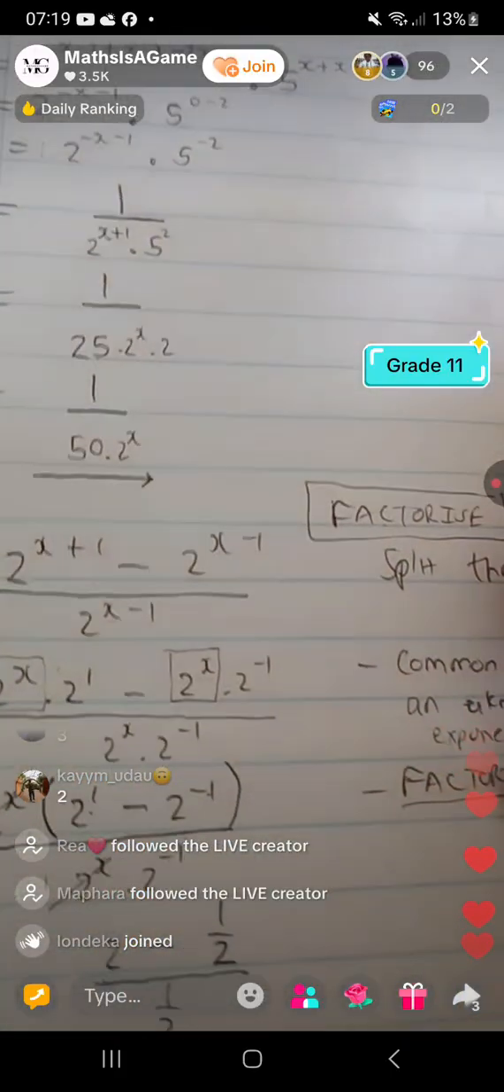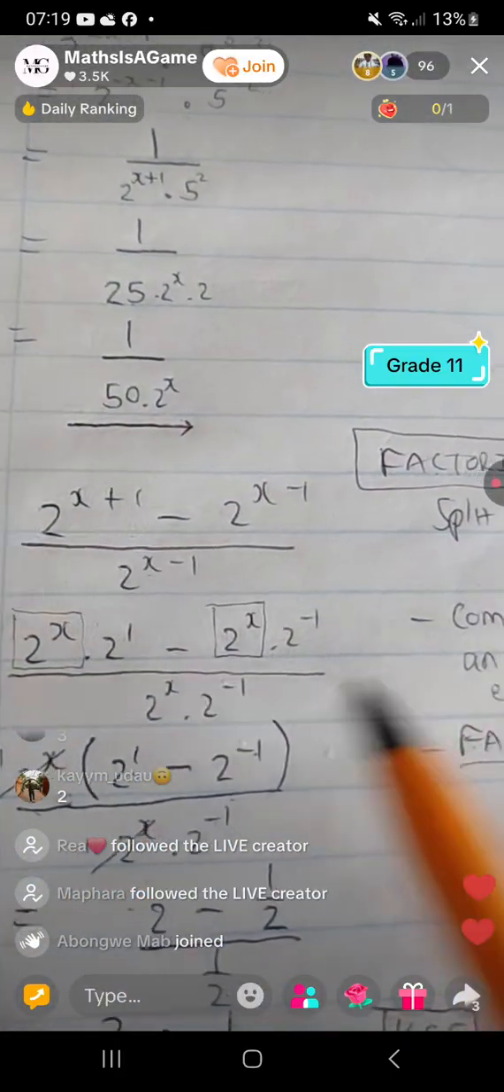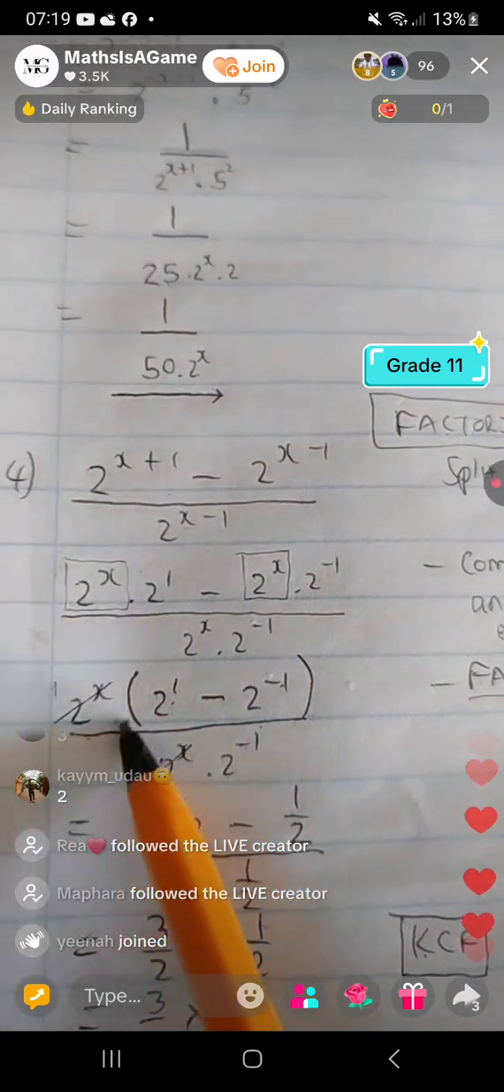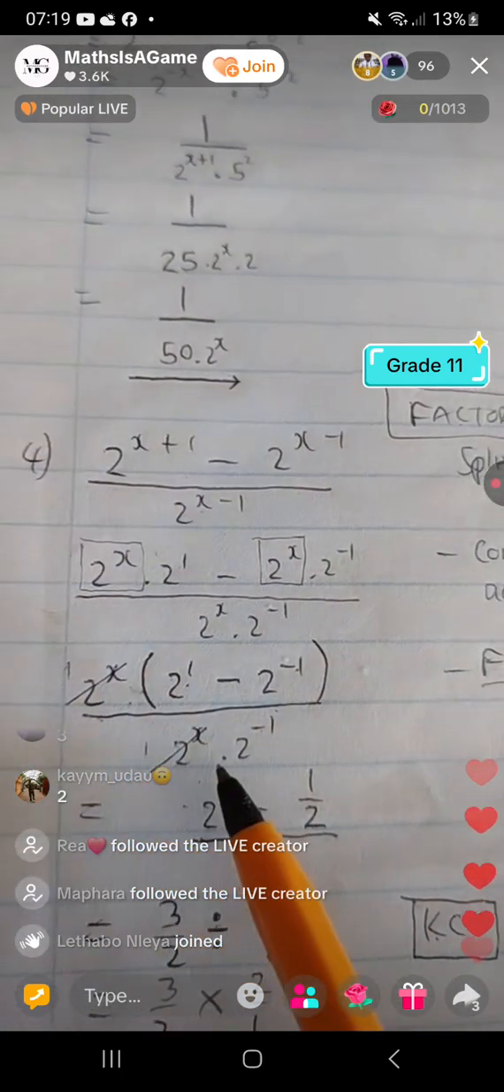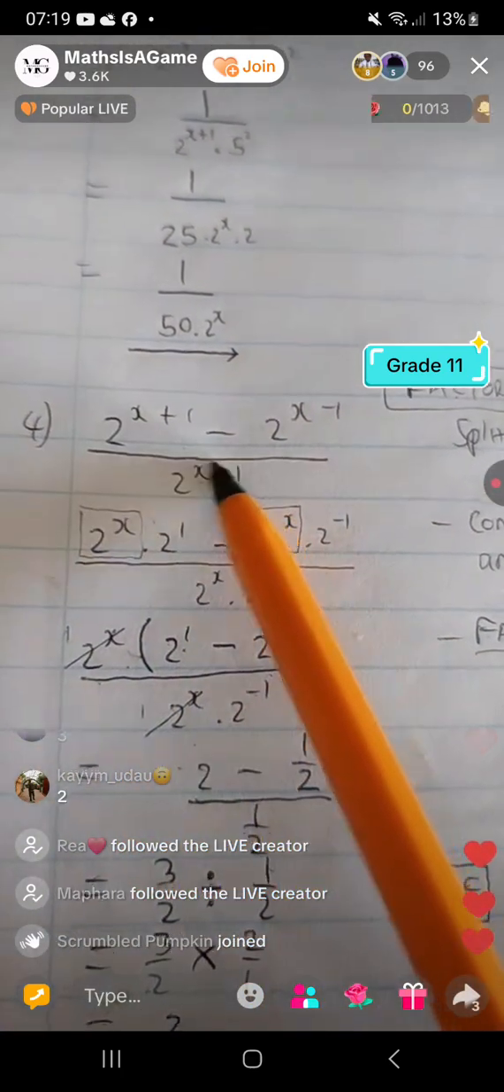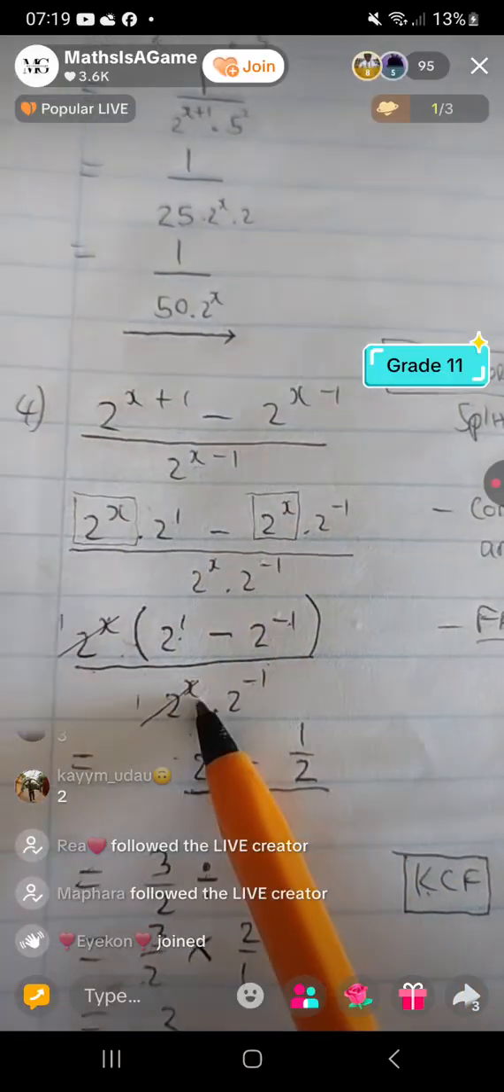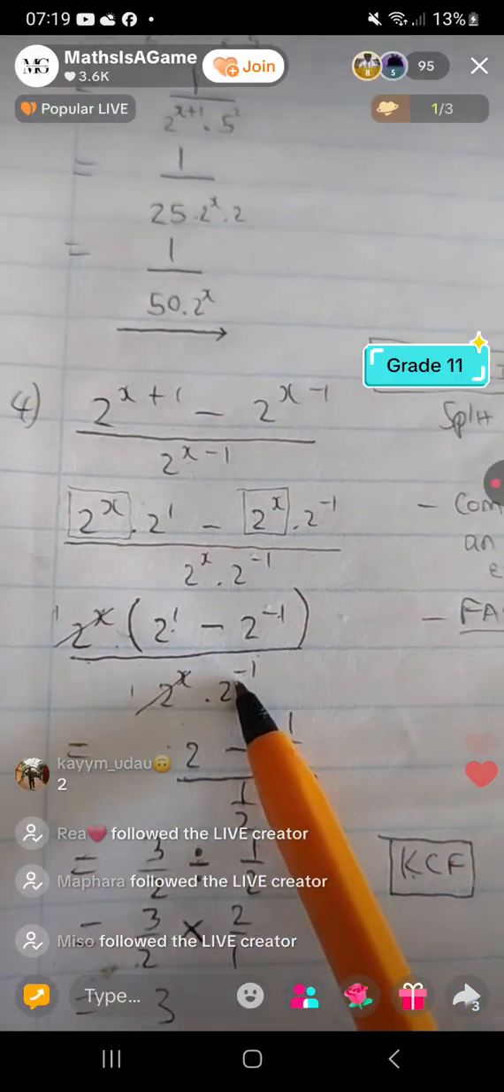In the numerator, the type of factorization we are going to apply is we are going to take out the highest common factor. We cancel what is common. Obviously, in the denominator, we also split the bases, as you can see there.